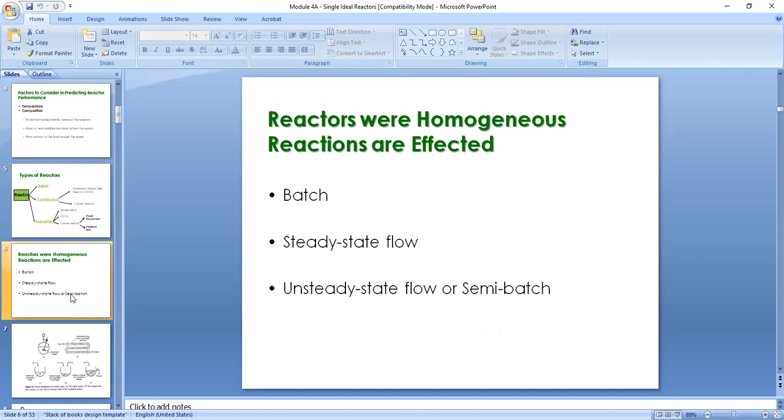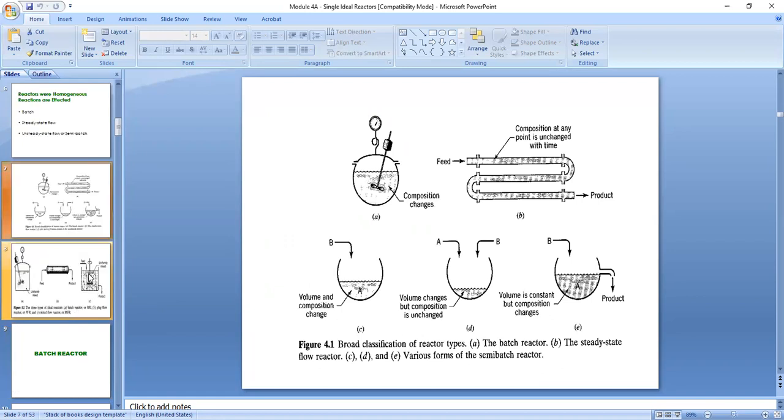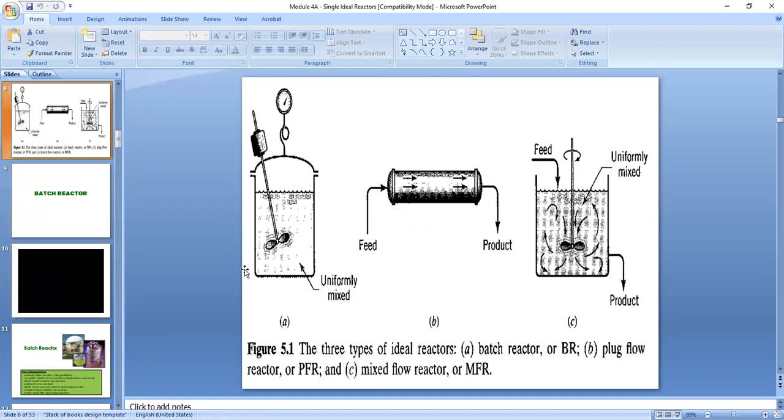Now, as to homogeneous reactions, they could be facilitated in a batch reactor, or they could also be steady state flow or unsteady state flow, otherwise known as the semi-batch process. So this is our batch reactor, this is our plug flow reactor, and these are the various forms of the semi-batch reactor and their various modes of operation. Now, we would like to emphasize that this is our main goal, that we know how to use the performance equation for these three ideal reactors.